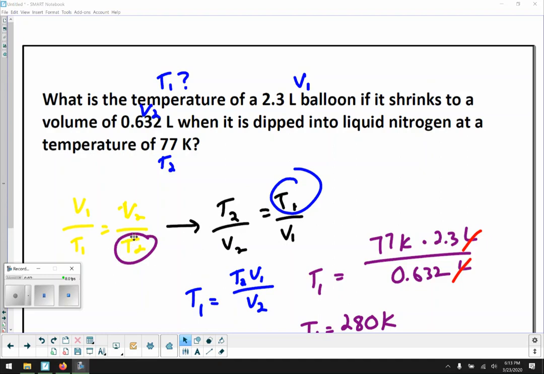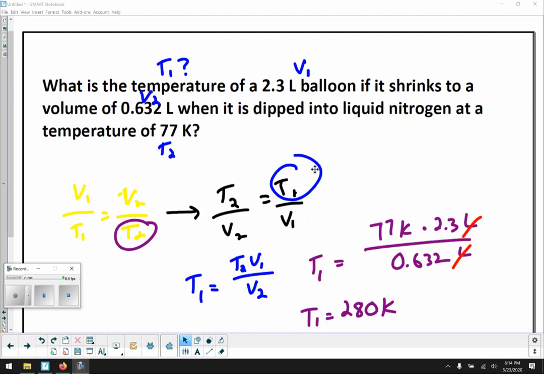So since we're looking for something on the bottom, I just inverted the ratio. T2 over V2 equals T1 over V1. Actually, we're looking for T1, I'm sorry. But either way, if you're looking for something on the bottom, invert the ratio instead of trying to rearrange it with the unknown in the denominator. It just makes it easier. So once you have this, it's really easy to see that you just need to multiply both sides by V1 to isolate the first temperature. And I've done that here. T1 equals T2 times V1, excuse me, over V2. And I plug in the numbers.